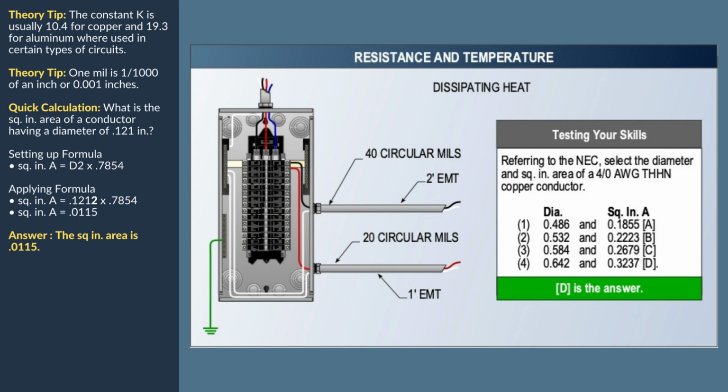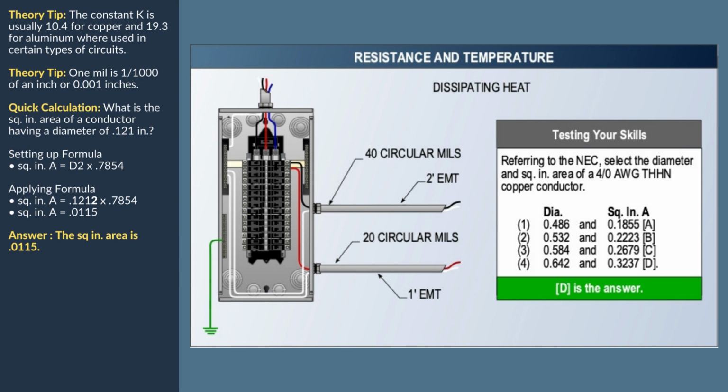For example, if one copper conductor has a length of 1 foot and a cross-sectional area of 20 circular mils, and another copper conductor has a length of 2 feet and a cross-sectional area of 40 circular mils, the resistance of the two conductors is the same. However, the larger conductor can carry more current because it can dissipate heat more rapidly. The illustration shows two lengths of conductors having the same current and heat. The larger conductor will carry more current than the smaller one.